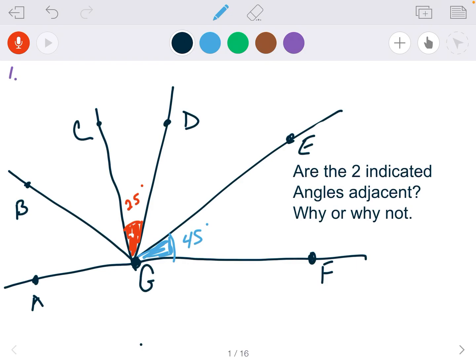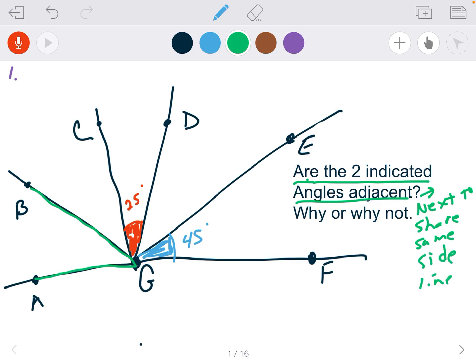Let's begin by solving a problem similar to your number 1. On this test, you'll see a diagram similar to what I have on the screen, and you can notice I've got different angles. If I went here, I would go angle AGB. But what I'm looking at as I'm reading the directions is whether the two indicated angles are adjacent. Remember, adjacent means next to, or they share the same side, same ray. I'm just going to put side.